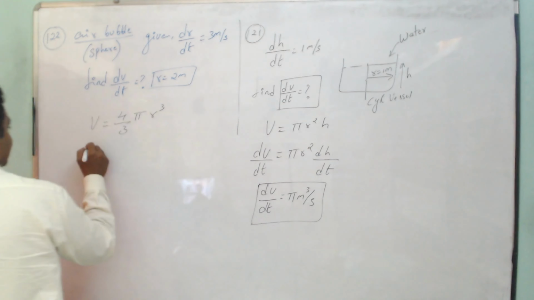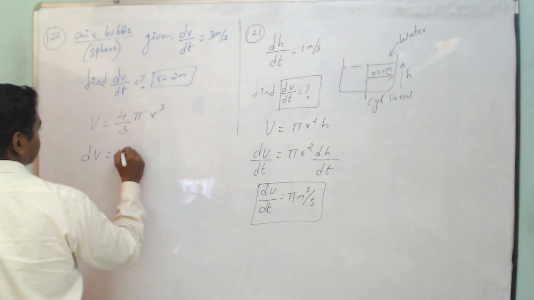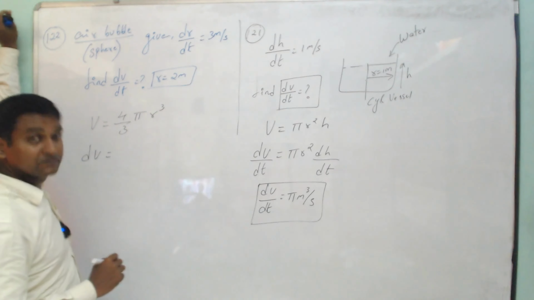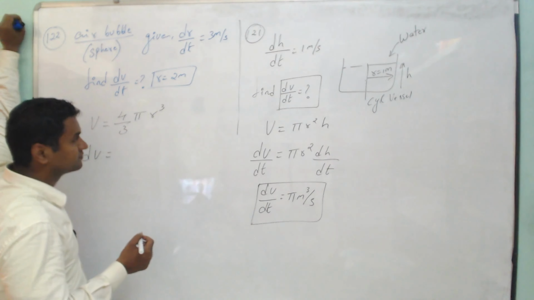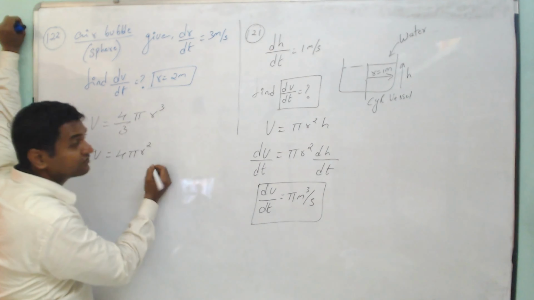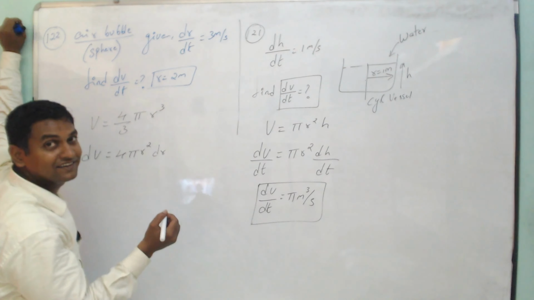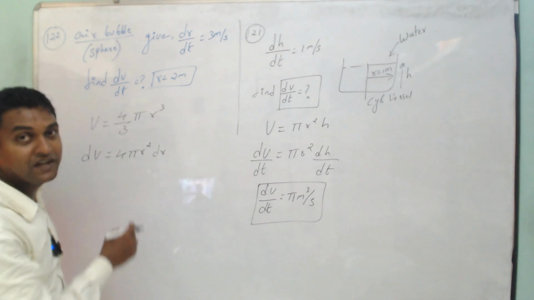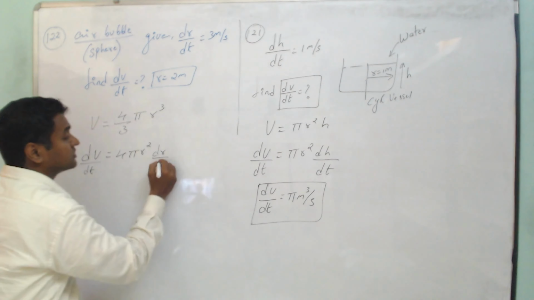Differentiate 4 by 3 pi r cube. Everything else is constant. So 4 by 3 pi, r cube becomes 3r square, so 4 pi r square. And what else? Whenever you differentiate, you will get a dr. So 4 pi r square dr. Then do what? Divide dt on both sides.